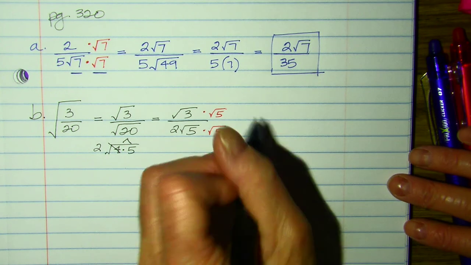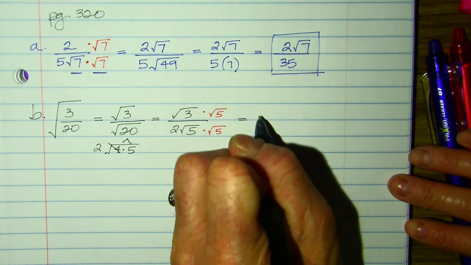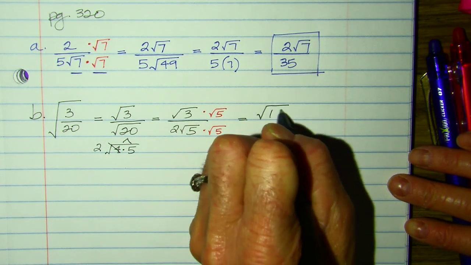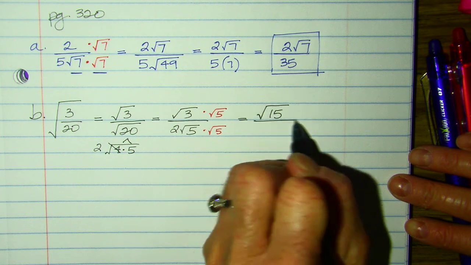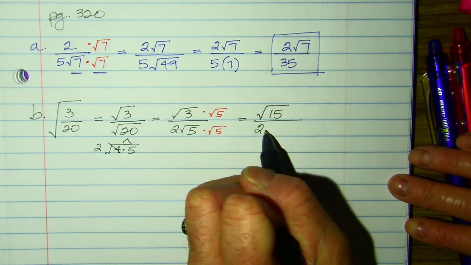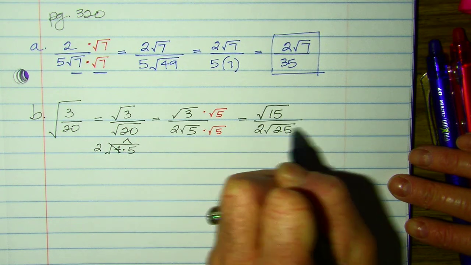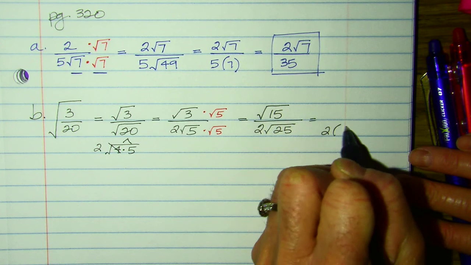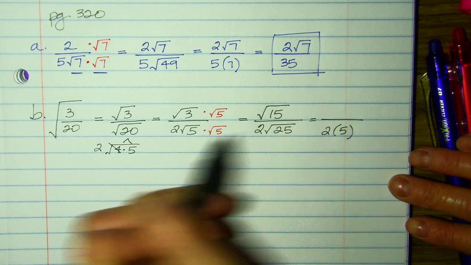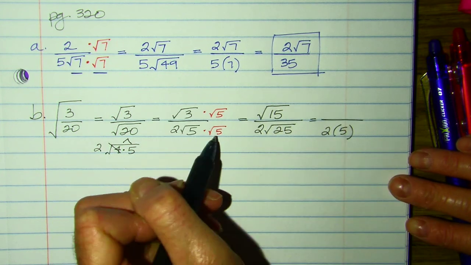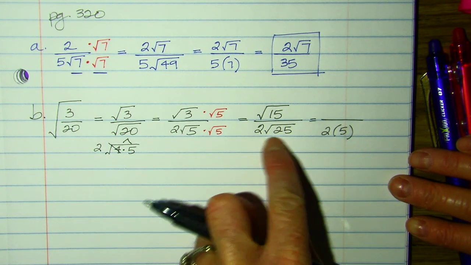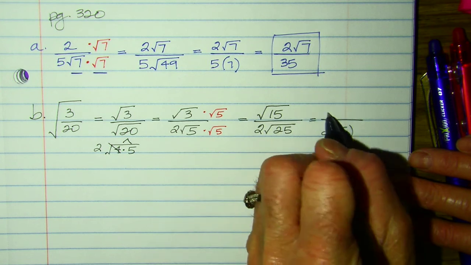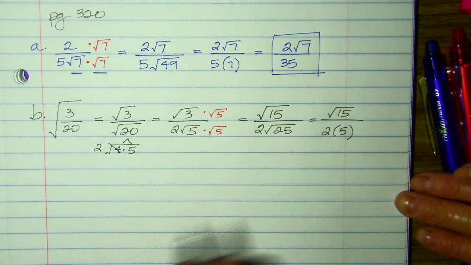So on the top, these both have a root symbol, so you can multiply them. So I get root 15. On the bottom, root 5 times root 5 is root 25, which is 5. So the shortcut, if you know the square root of 5 times the square root of 5 is 5, you can skip this middle step. So now I have root 15 over 2 times 5.